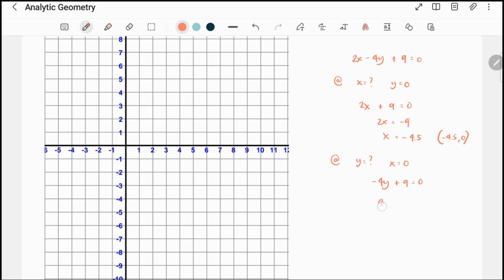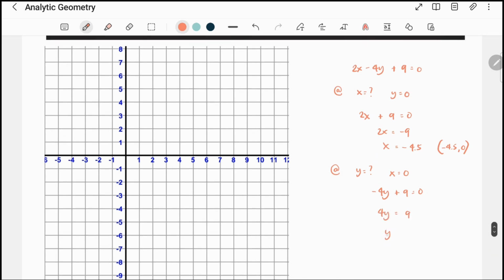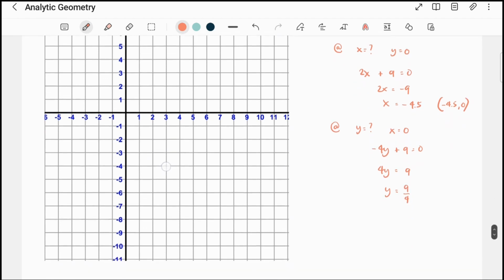So bali guys, 4y is equal to 9. Tama no? Okay, so bali y natin is equals to 9 over 4. And yung 9 over 4 is 2.25. So dadaanan niya yung 0 and 2.25, which is the 9 over 4. Okay? Sige. So let us now plot these 2 points.